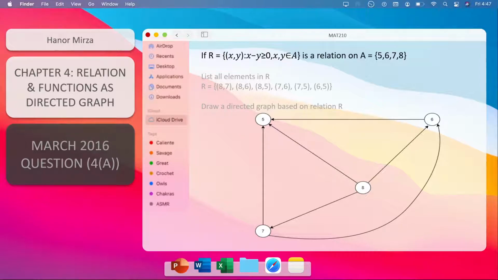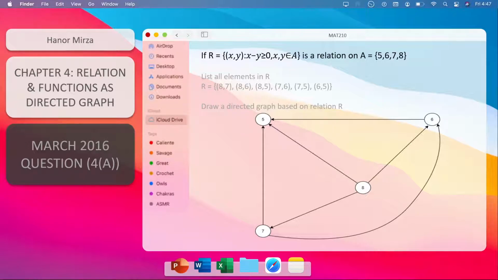Hello, Assalamualaikum. So for this chapter, I choose March 2016, question 4A. If you look at the question, we have a relation R, which is (x, y), where x minus y is greater than or equal to 0, such that x and y are elements of A. And for the relation on A, we have 5, 6, 7, and 8. So for the first question, I've been asked to list all of the elements in R.